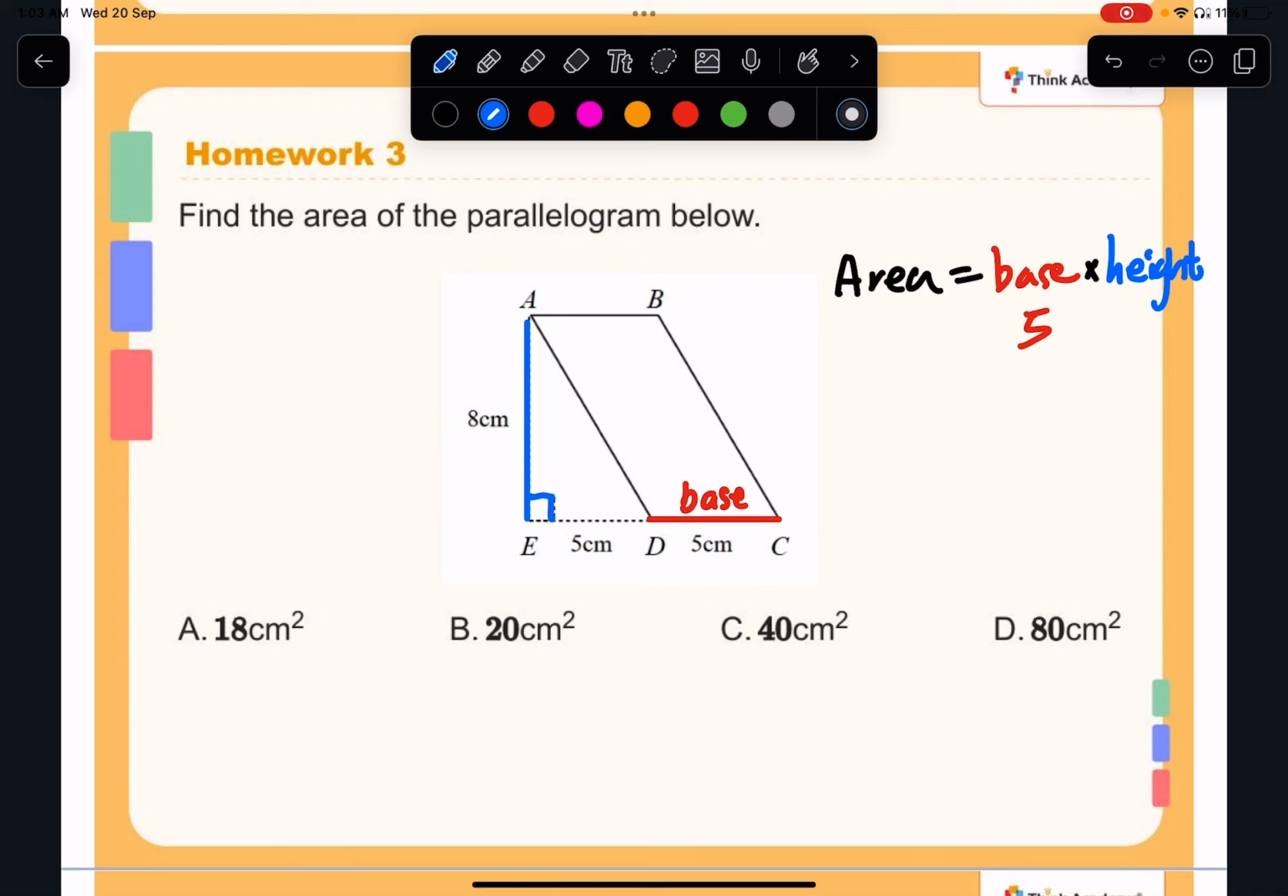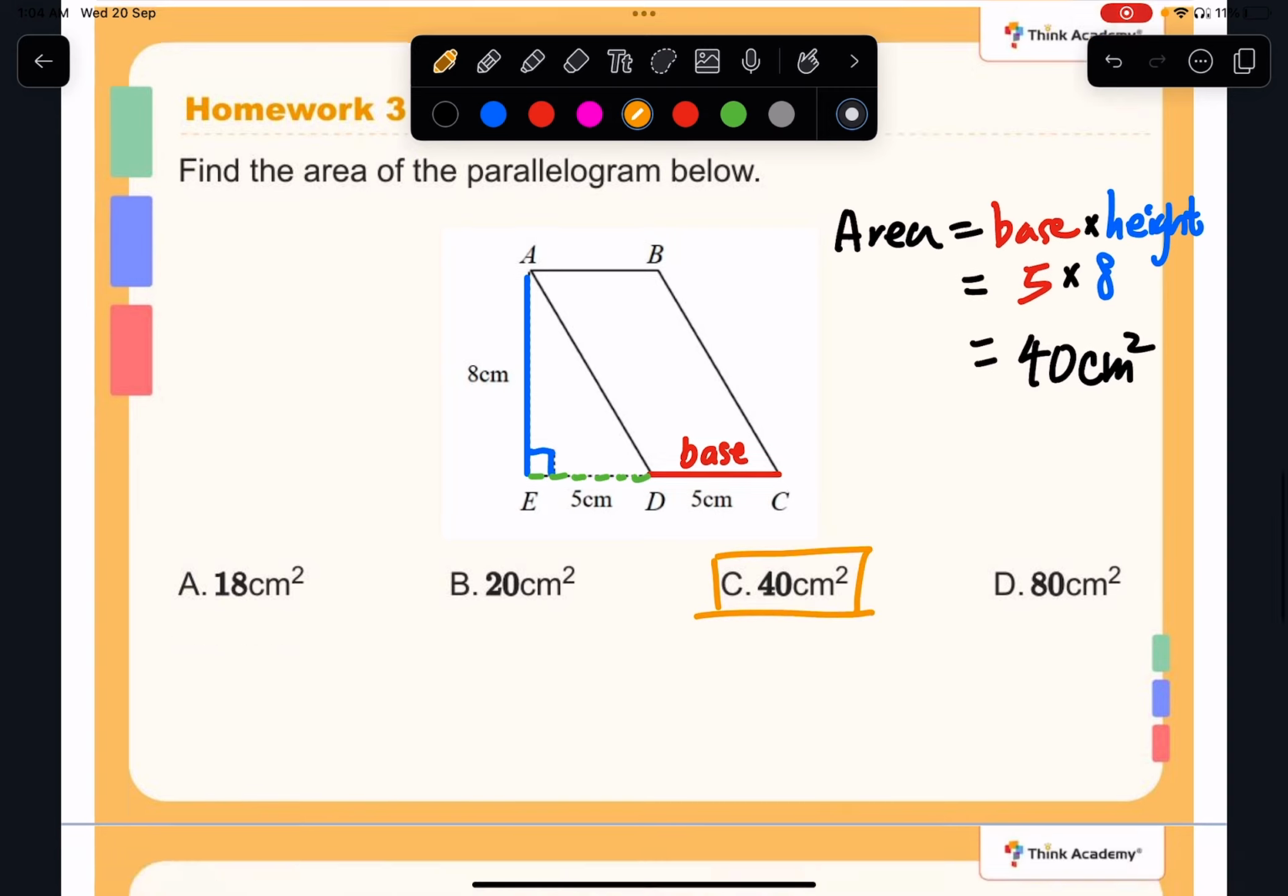But pay attention to this part, let me write it in green color. This green dotted line doesn't count as part of the base because it is not one of the sides of the parallelogram, right? So don't count this 5 as the base. The base is just 5 and the height is 8 centimeters. So 5 times 8 equals the area. 5 times 8 equals 40. So that's why the answer is 40 square centimeters. And which one is the answer? C again. So the answer is C.